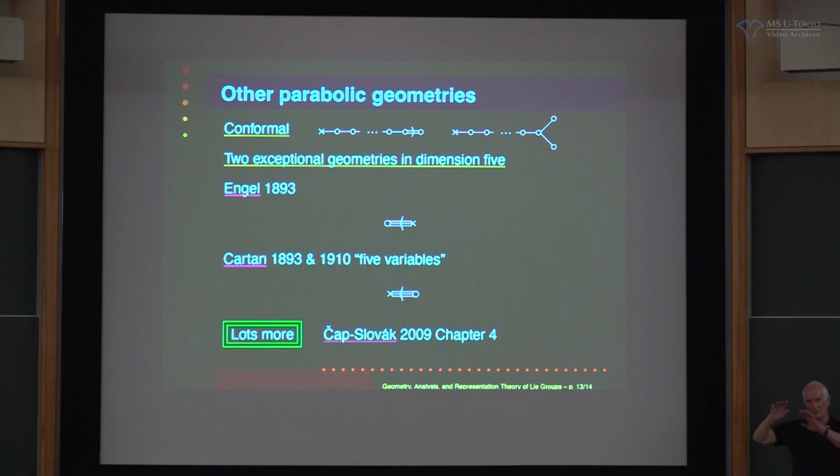If you want more, you look in the big book by Jan Slovak and Andreas Čap from 2009. It's ambitiously called Parabolic Geometries Volume 1 or something like that. And Chapter 4 is called A Panorama of Examples. There are heaps of these things.